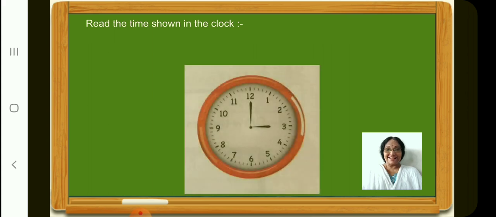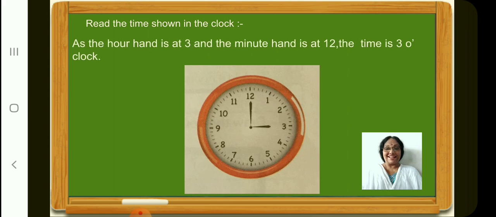Now children, let us read the time shown in this clock also. What time is the clock showing, children? Let us see where is the hour hand. The hour hand is on 3 and where is the minute hand? It is on 12. Therefore, children, the time is 3 o'clock. As the hour hand is at 3 and the minute hand is at 12, the time is 3 o'clock.